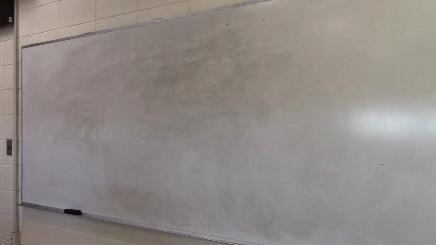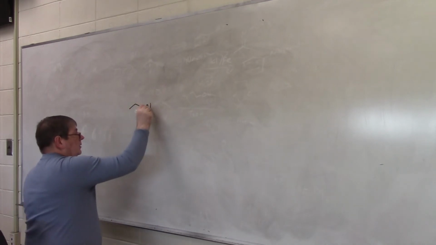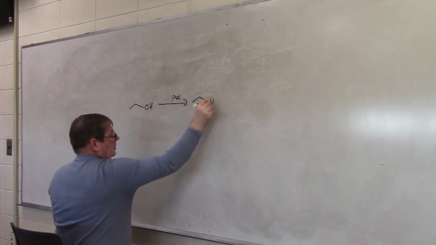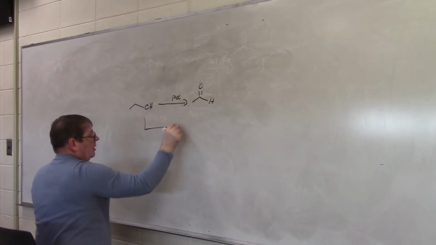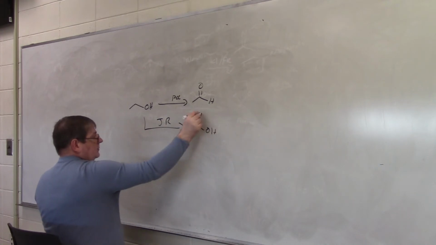A primary alcohol plus Jones reagent gives a carboxylic acid. Jones reagent is chromium, CrO3. So if I have a primary alcohol and PCC, I get an aldehyde. If I have a primary alcohol and I use Jones reagent, I get a carboxylic acid.